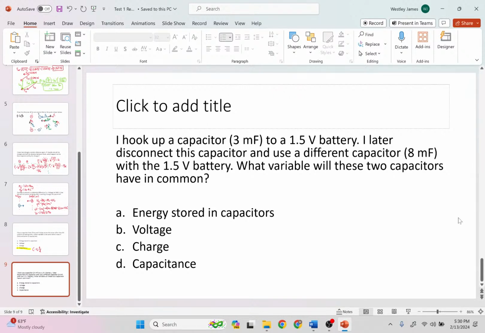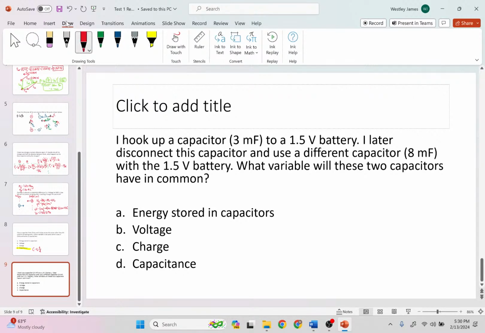One of these is very easy to rule out. It's capacitance. It's definitely not correct. I've already given you a problem with capacitance, but more importantly, I literally told you they're two different numbers. So that's hopefully obvious. The definition of capacitance is how much charge I can store on it per voltage applied. So if they have a different C but are hooked up to the same battery, they're going to get different amounts of charge on them.